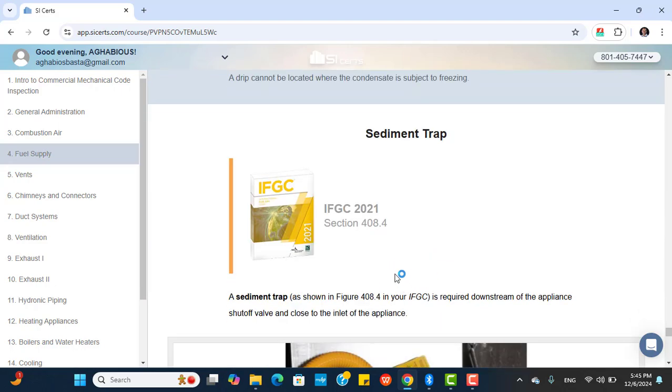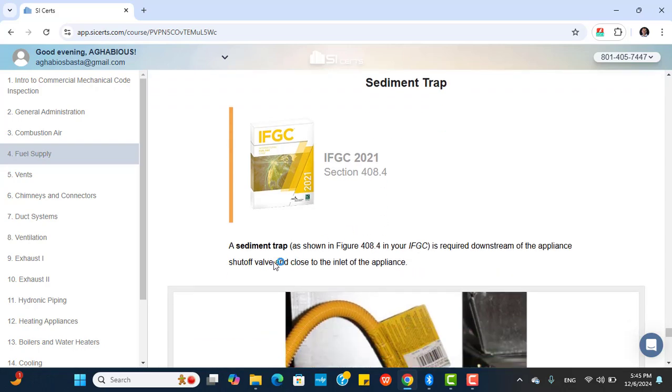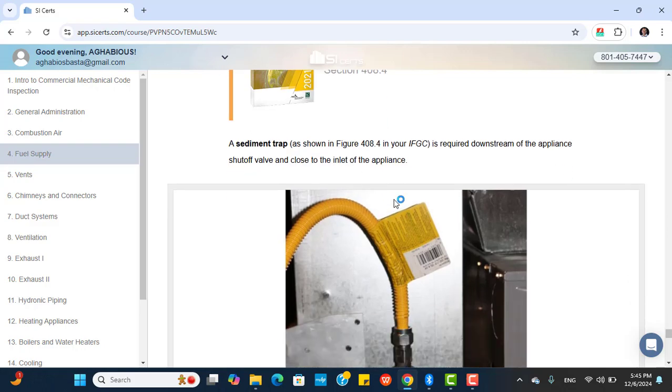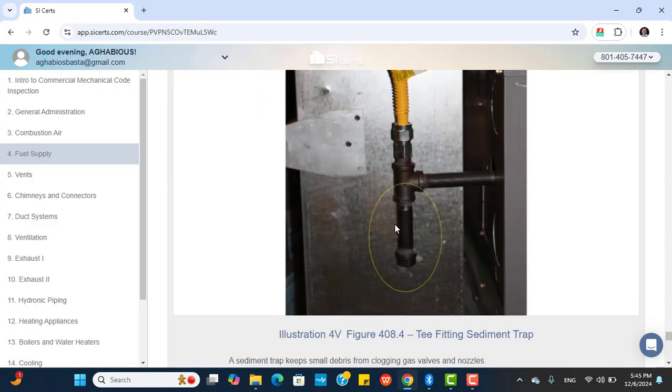Sediment trap, International Fuel Gas Code 2021, Section 408.4. Sediment trap as shown in Figure 408.4 in your IFGC. This is the sediment trap.